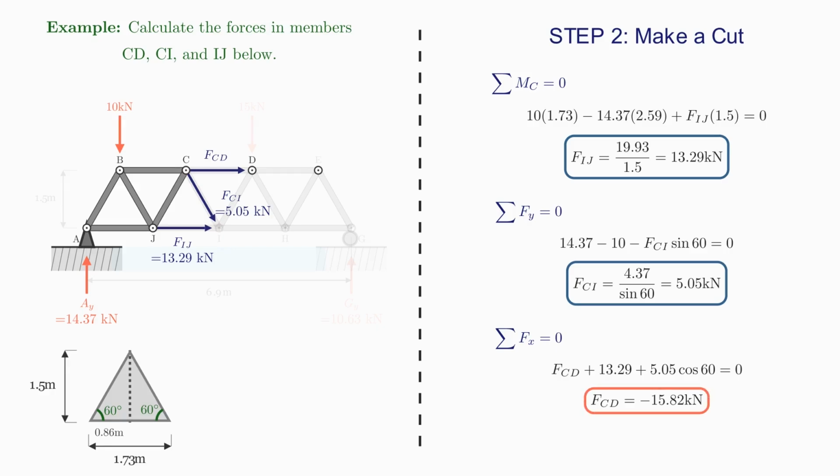Therefore, this member is under compression. So when I add it to the diagram, I turn the arrow the opposite way because that's what the minus sign means. It means it's 15.82 kilonewtons, but in the opposite direction. So we found all of the forces in the members CD, CI, and IJ.